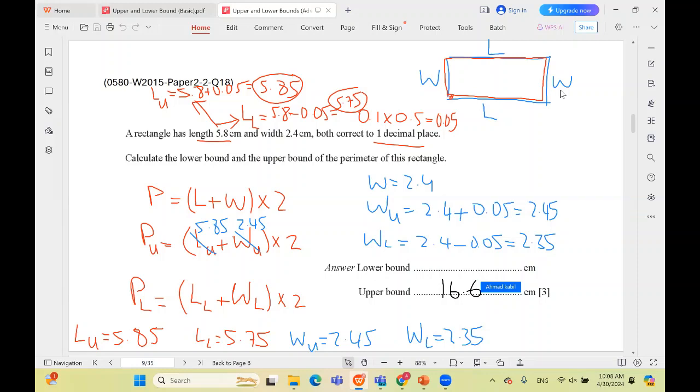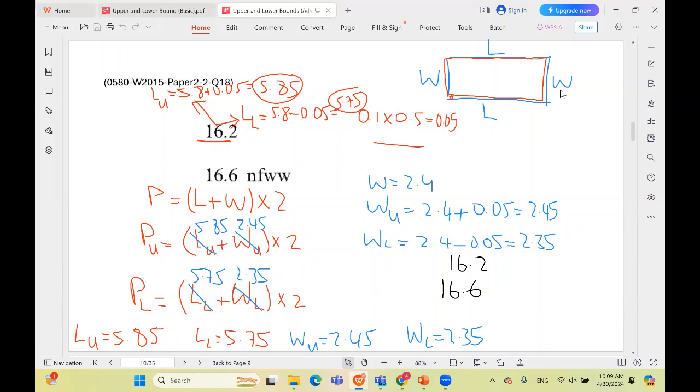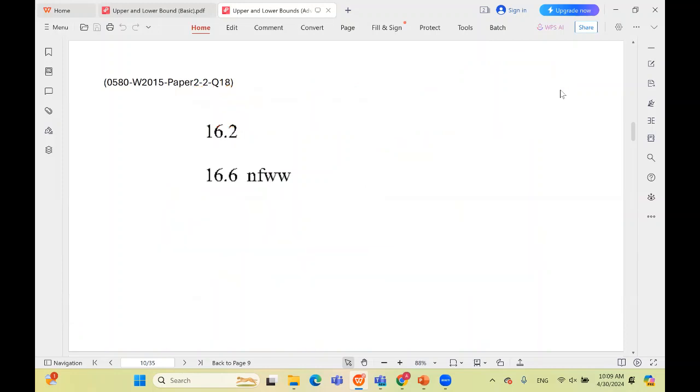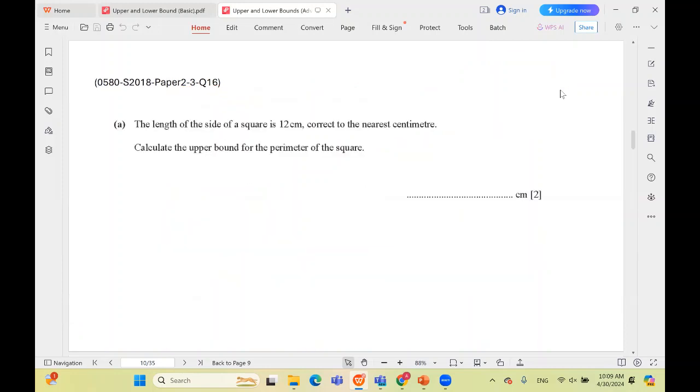And for the lower bound, we will do the same thing again. We will just plug the values into the brackets. So for L lower, this is 5.75. For W lower, this is 2.35. So 5.75 plus 2.35 gives us 8.1. We multiply the answer by 2, we get 16.2. So for the lower bound, we have 16.2. So let's check the final answer. These are the correct values, 16.2 and 16.6.